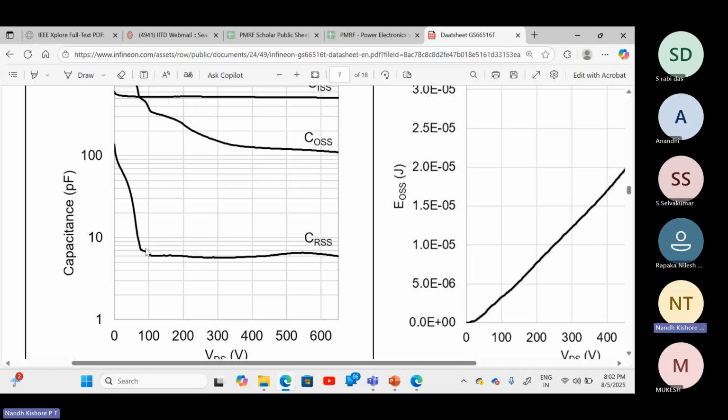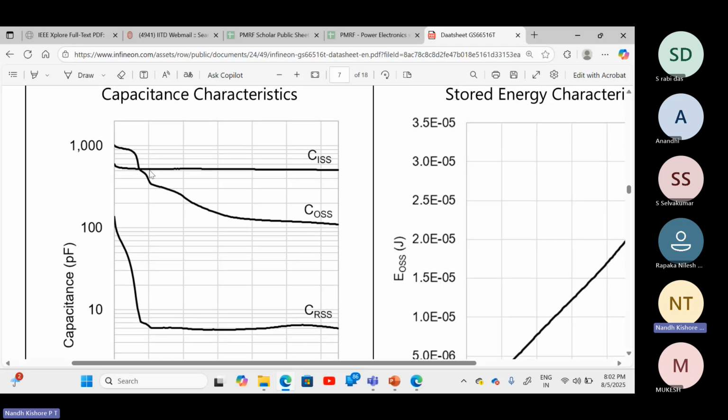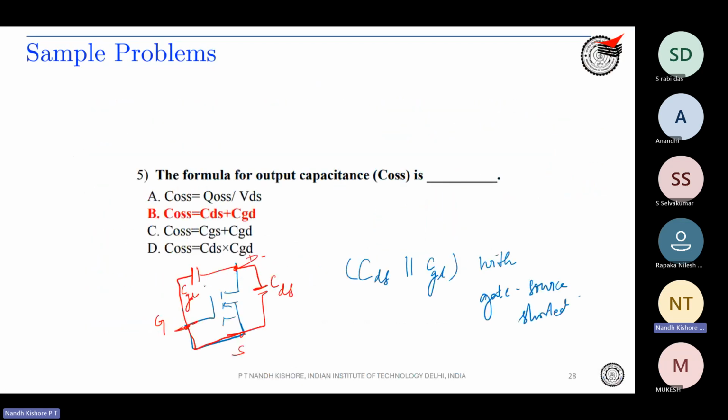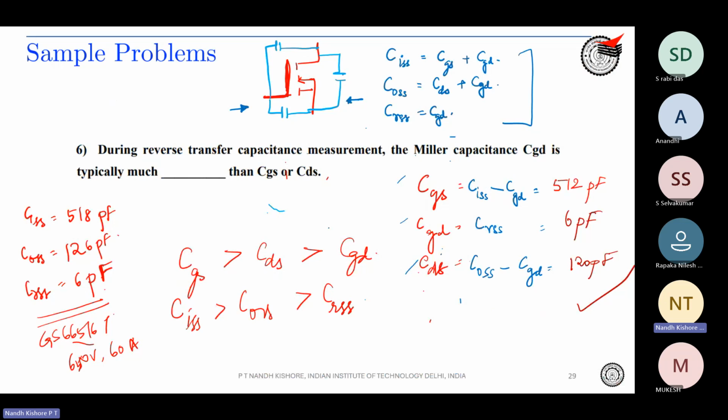At 100 volts you have to take the capacitance at that voltage. Is this fine? Okay, so I think this is quite clear to all of you, right? So CISS, COSS, and CRSS computation. Okay.